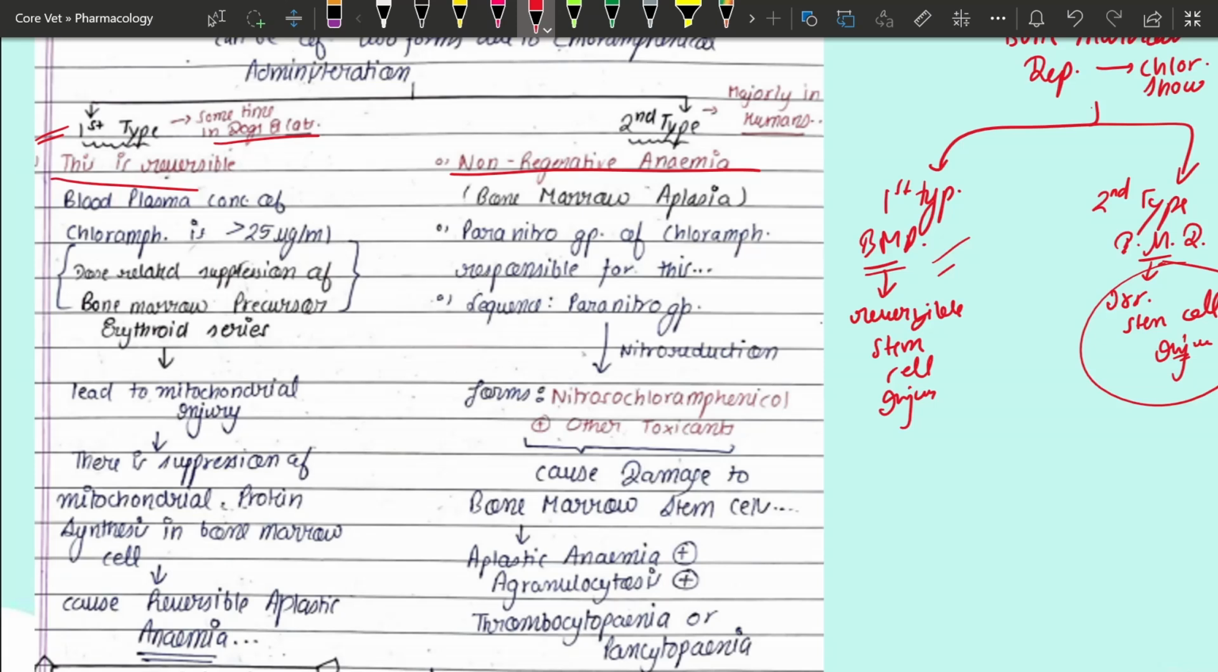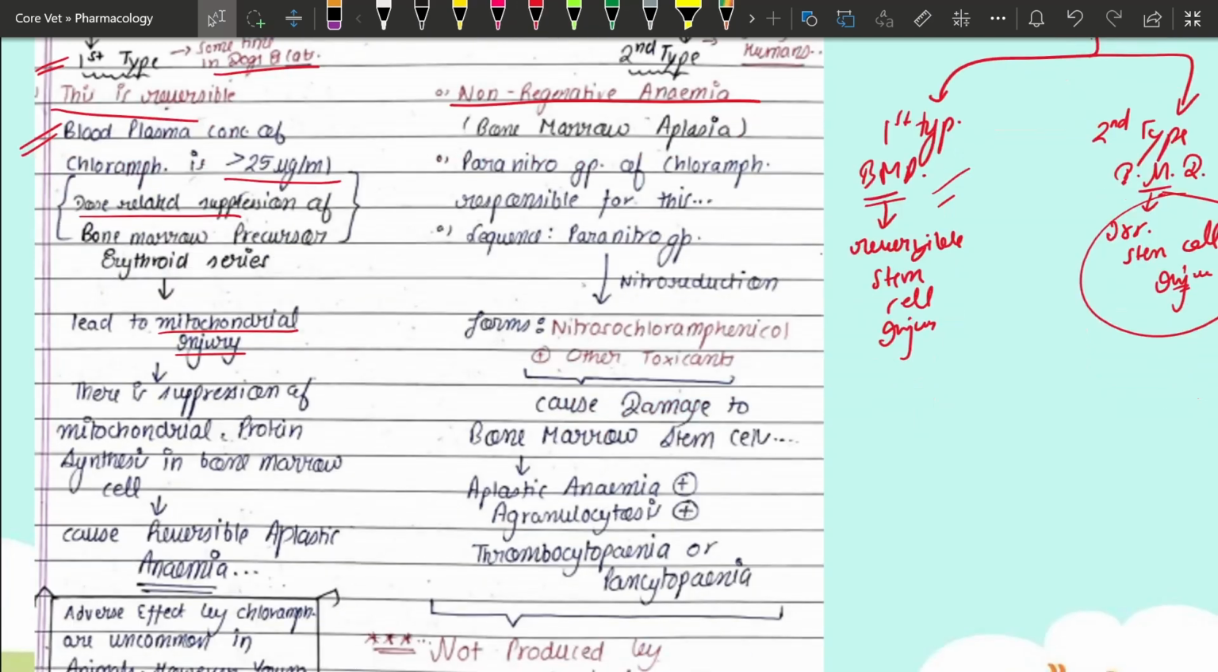I had told you about the blood concentration, that it should be more than 25 microgram per ml of chloramphenicol. It is a dose-related suppression, meaning as you increase the dosage, or as the concentration of chloramphenicol increases in the blood circulation, it will lead to more and more depression. It will lead to what? I had told you, mitochondrial injury. So there would be suppression of mitochondrial protein synthesis in the bone marrow cell, which will lead to aplastic anemia, which is reversible.